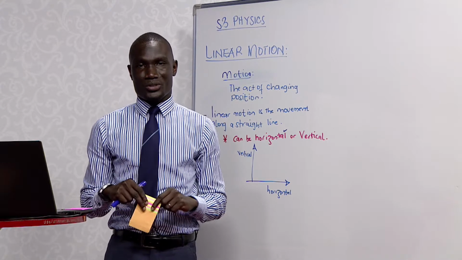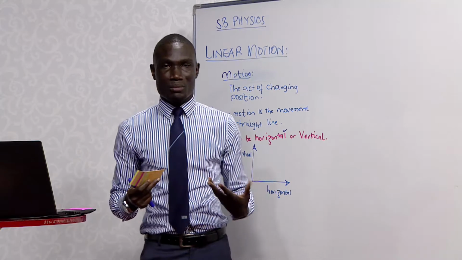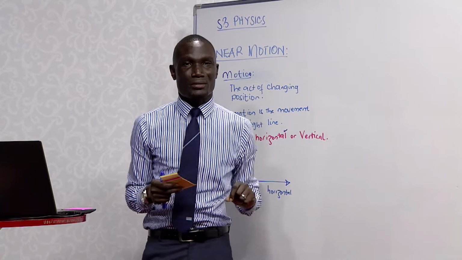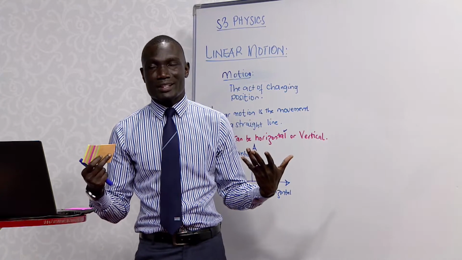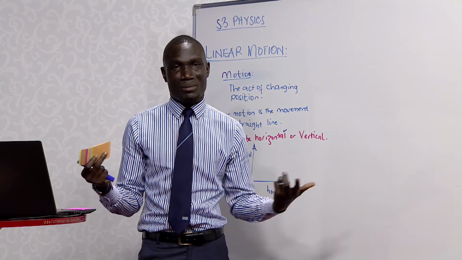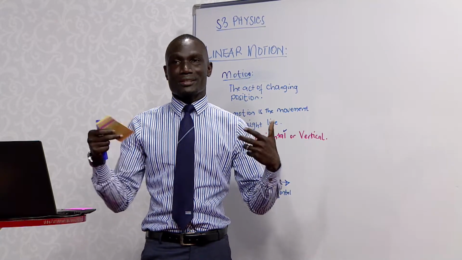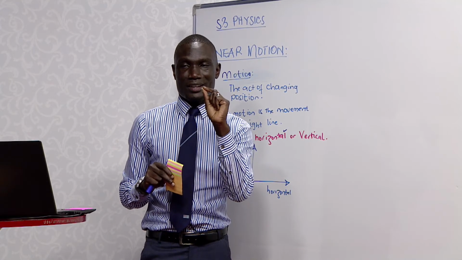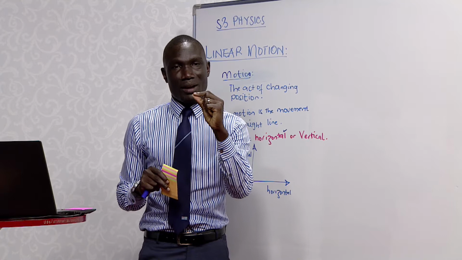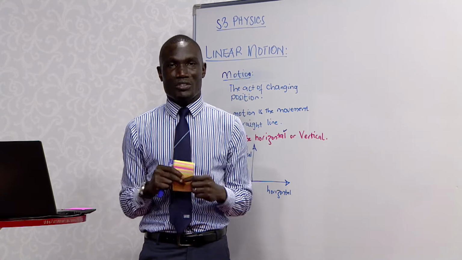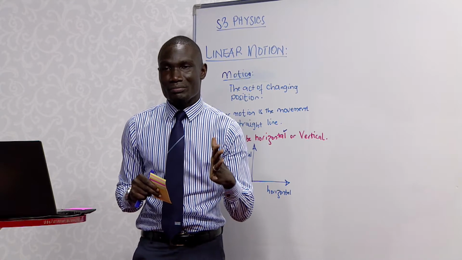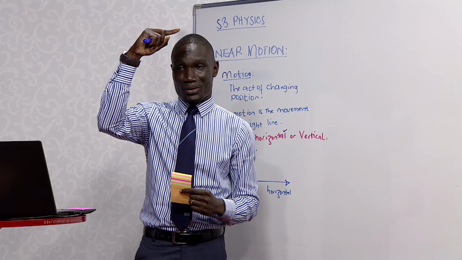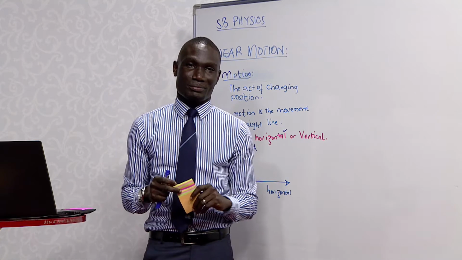So at this point, we know that linear motion can be vertical. It can also be horizontal. We have other types of motion. We are not going to discuss them here because our focus is on linear motion. We have things like circular motion. You will get to know what circular motion is at a later time. Today our focus is linear motion. So we have said linear motion is the movement of a body along a straight line. Linear motion can be horizontal. It can also be vertical. And I have given you some examples.